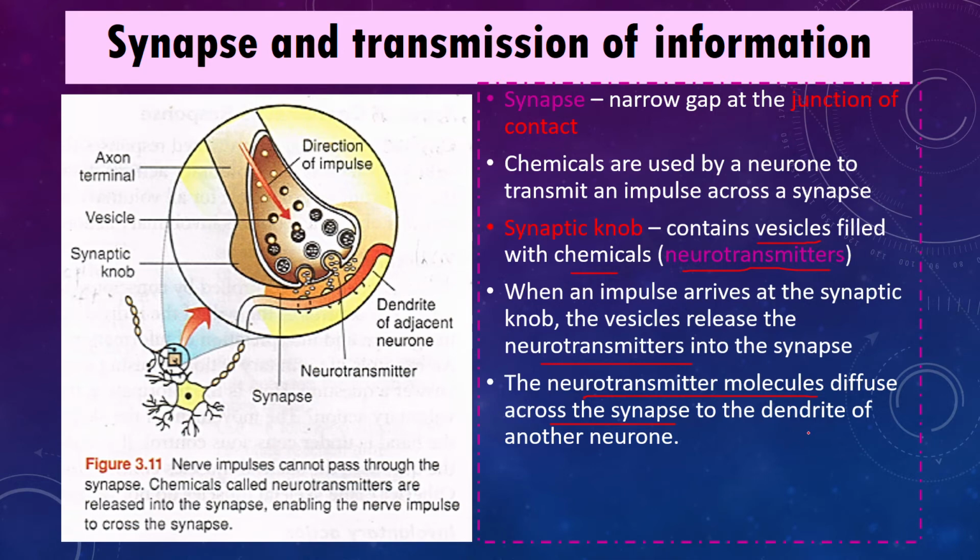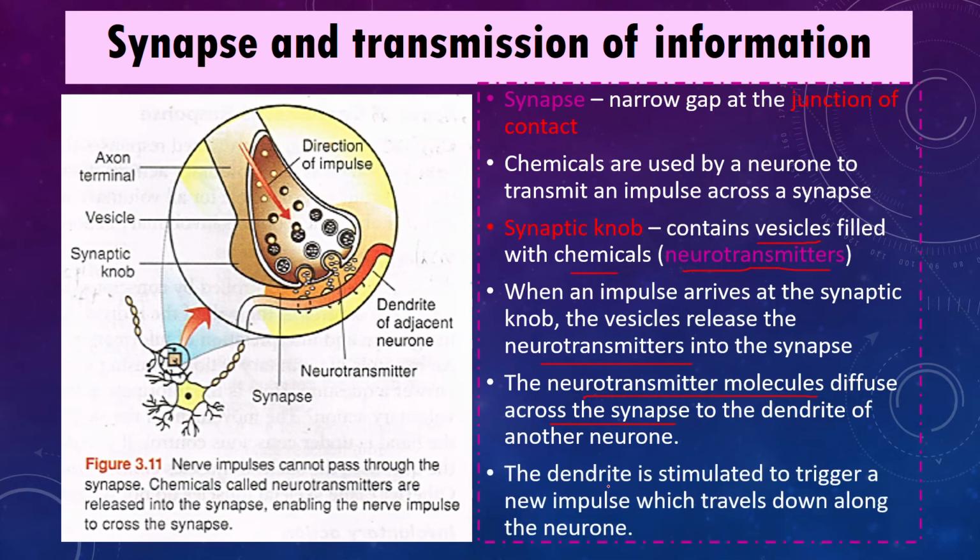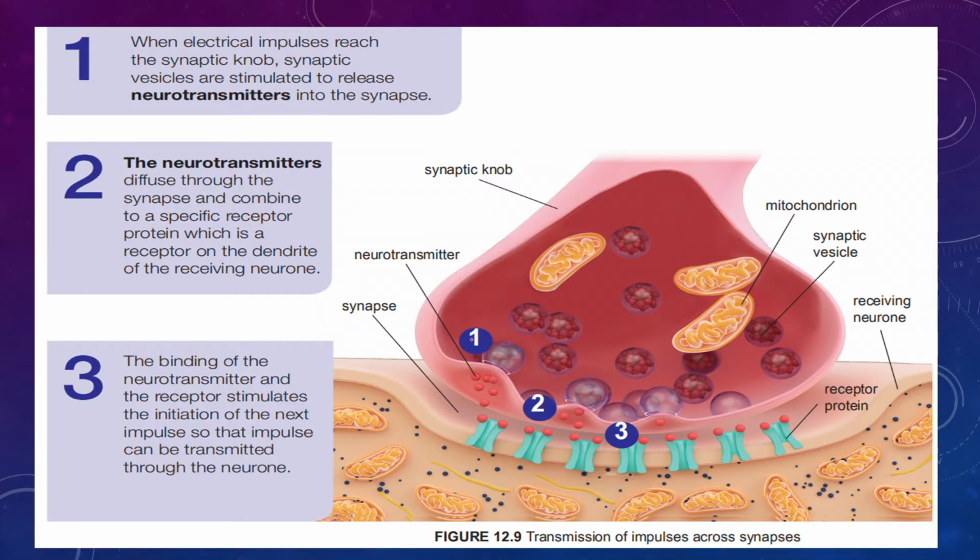dendrite of another neuron. And following after that, this dendrite will be stimulated. Okay, dendrite of the adjacent neuron, neuron bersebelahan. Dia punya dendrite will be stimulated to trigger a new nerve impulse, which is going to travel along the neuron. Ini yang kita panggil sebagai how electrical signals are being changed to chemical signals and then being converted back to electrical signals. Okay, let's recall again.